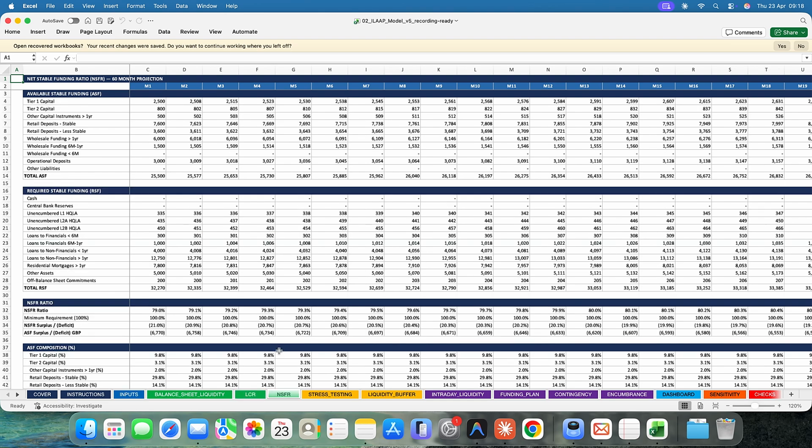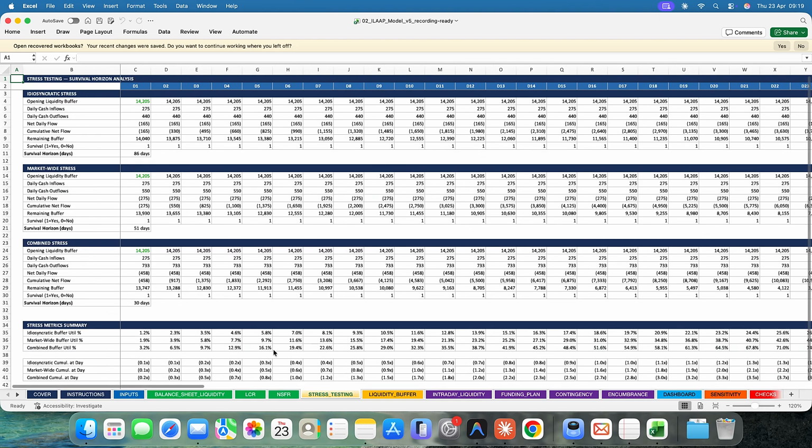Net stable funding ratio. The one-year structural metric paired with LCR. Available stable funding on top. Capital, stable deposits, long-dated wholesale. Required stable funding below, assets weighted by liquidity profile. Each line carries its ASF or RSF factor per the regulation. 30 quarters of NSFR alongside LCR. So you can see your structural position evolving, not just the point-in-time picture. If pressure is building 2 years out, you see it now, while there's time to change the plan.